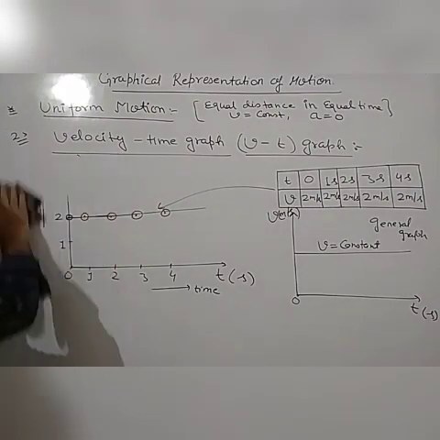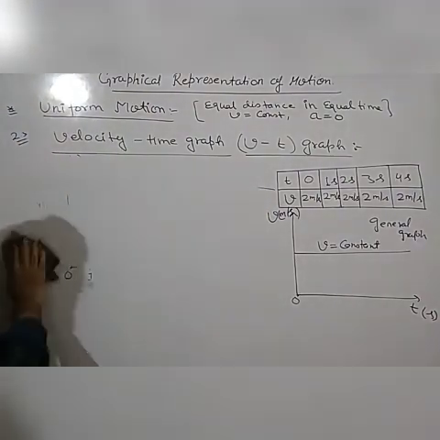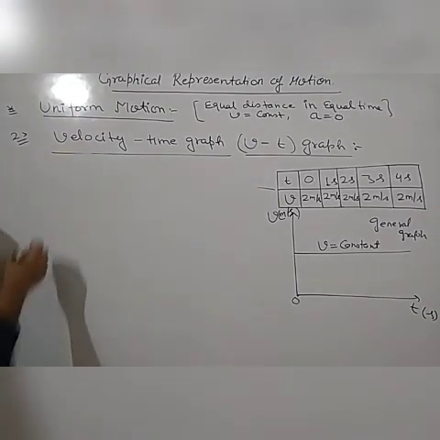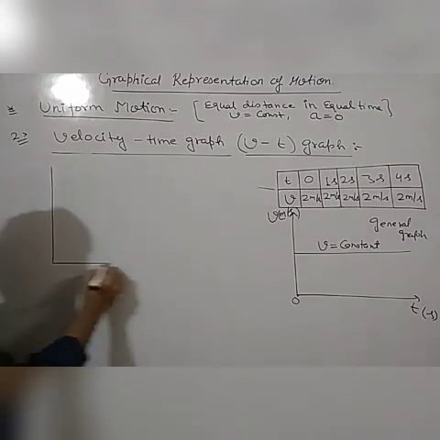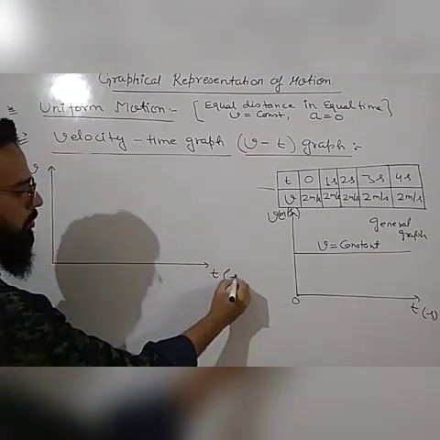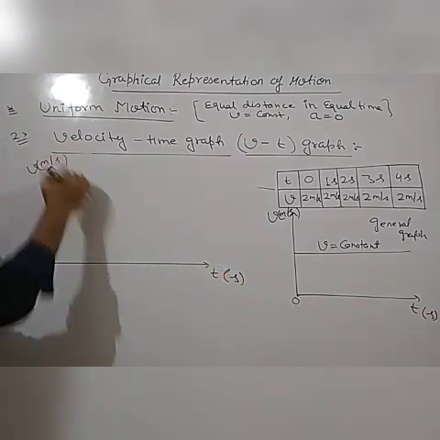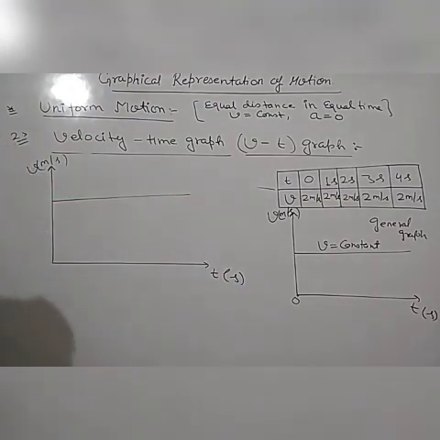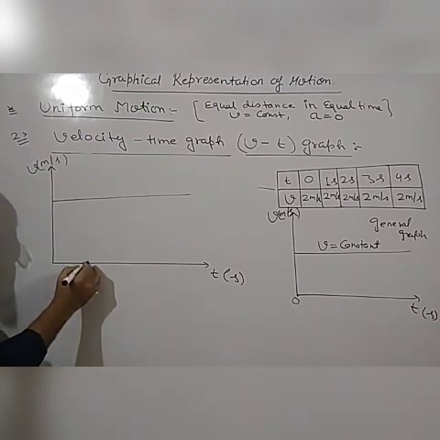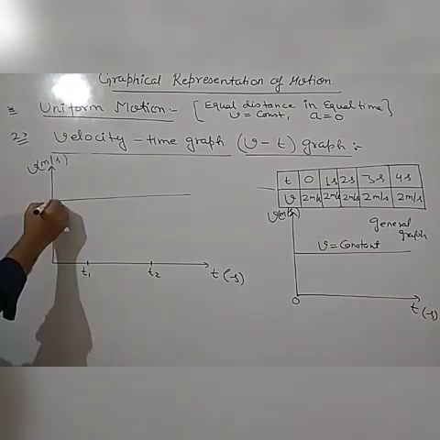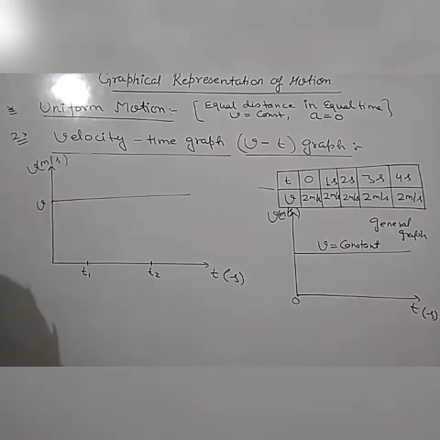Now, what can we obtain from the velocity time graph? Let us draw it again. Suppose this is the velocity time graph of uniform motion, with velocity in meter per second and time in second. Now let us consider any two times. Let this time be t1 and another time be t2. And suppose this velocity is v.